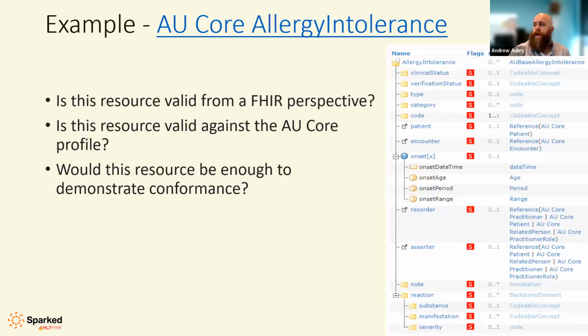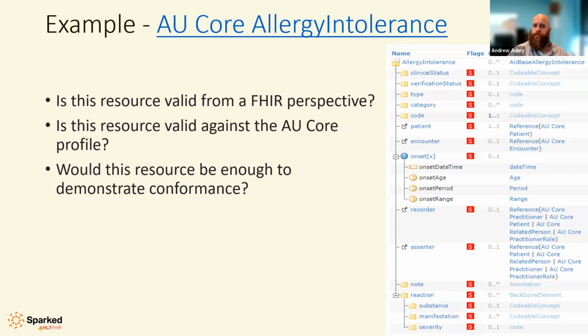So we're going to move into some actual examples of this. One of the important things when looking at the actual must support and looking at a given resource is to ask: is this resource itself valid from a FHIR perspective? Is this instantiation of this resource valid from a FHIR perspective? Is this resource valid against the AU Core profile? And it's important to think, would this singular resource be enough to demonstrate conformance against the implementation guide?